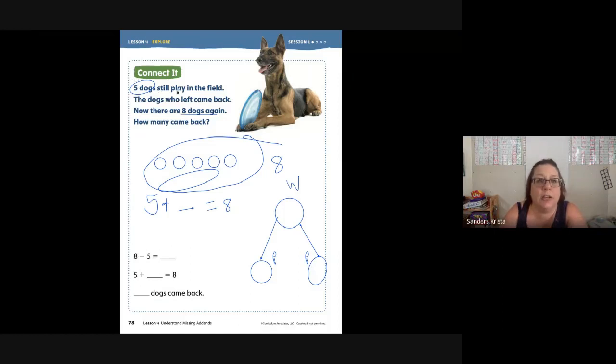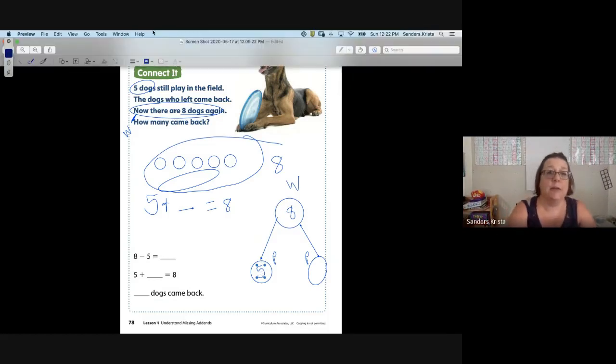It says 5 dogs still play in the field. The dogs who left came back. Now there are 8. So when we hear those words, now there are 8, that is telling us that that is the whole. Now there are 8 is our total. So we know that we have 8, right? And we know that there are 5 playing, and the ones who left came back, but we didn't know how many came back. So let's count from 5 up to 8.